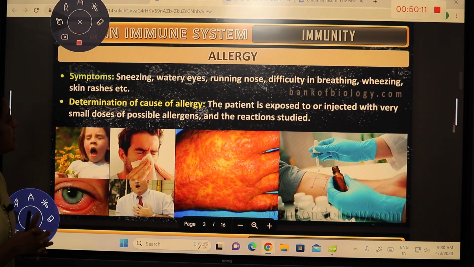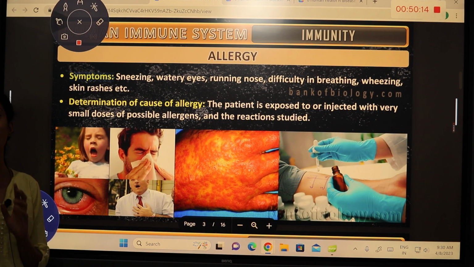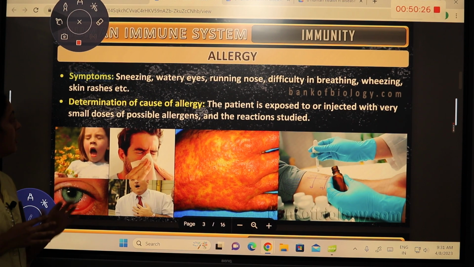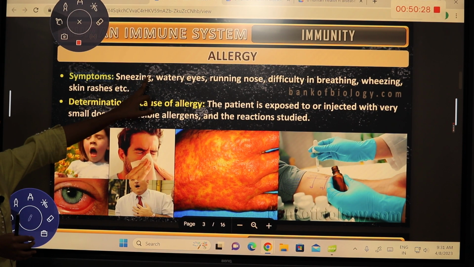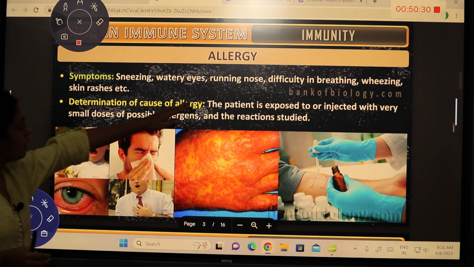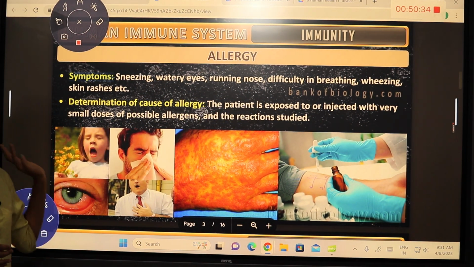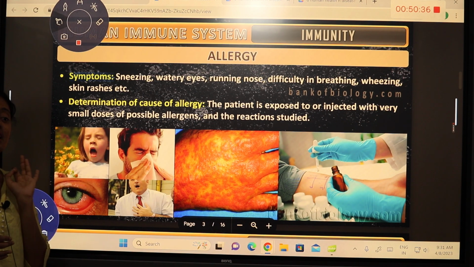Okay. So some of the symptoms: you have an allergy called allergic rhinitis. The common name is dust allergy. Many people say no, dust allergy. The medical term is allergic rhinitis. So what are the symptoms? Sneezing, watery eyes, running nose, difficulty in breathing, wheezing, skin rashes. They are some of the allergic symptoms.